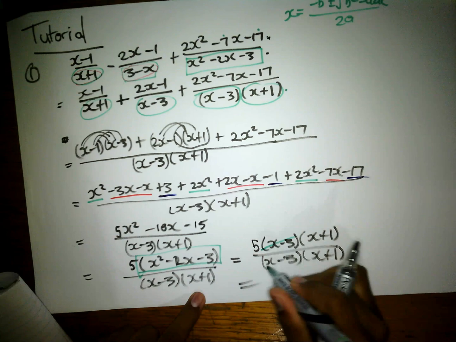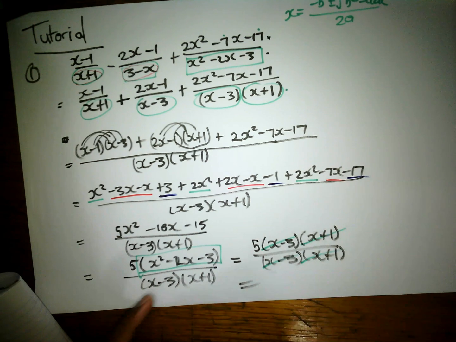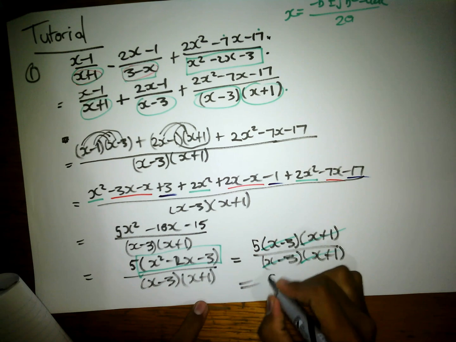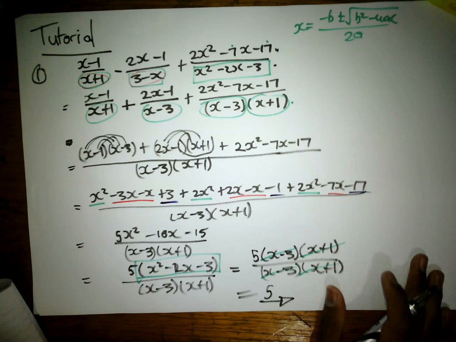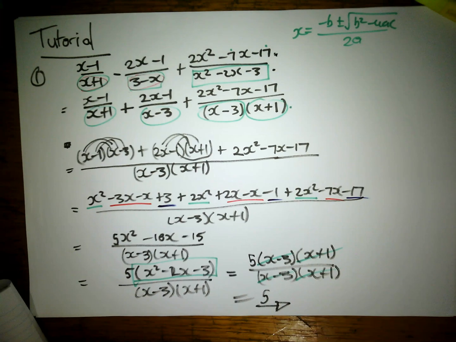Then that will cancel with that one. This will cancel with that one. Then we're going to be left with a 5 as our answer. This is a lot for the first question, but yeah, this is the answer. Our answer is 5.